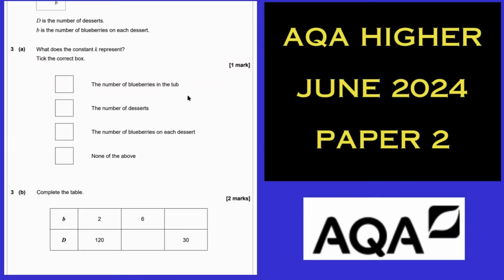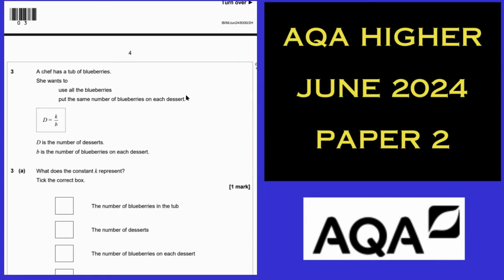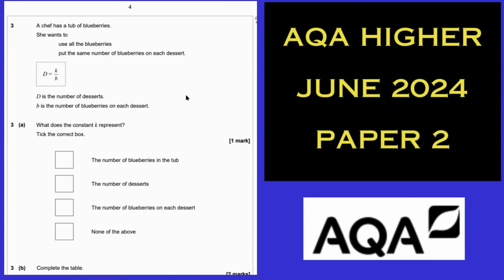Number 3. So a chef has this daft little formula: D equals K divided by B. D is the number of desserts, B is blueberries on each dessert. So ultimately, K should refer to how many blueberries they have, and that is the number of blueberries in the tub. That's how many they've got.